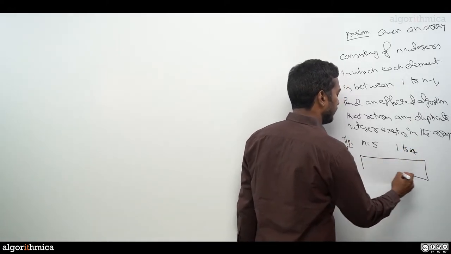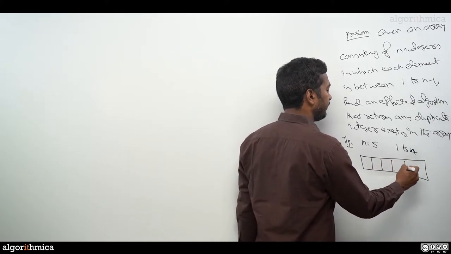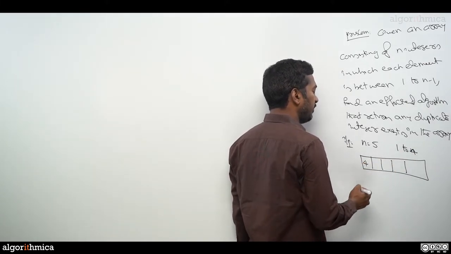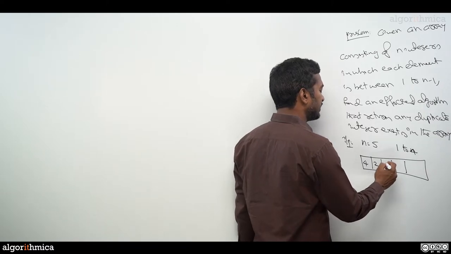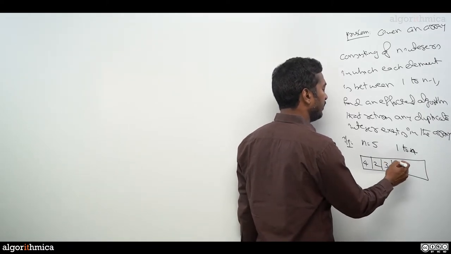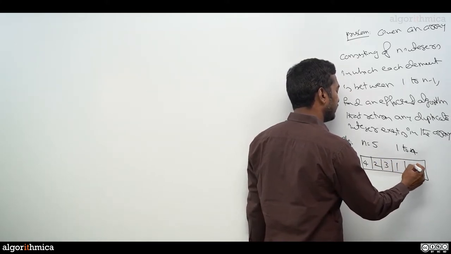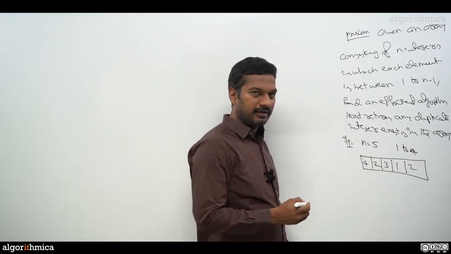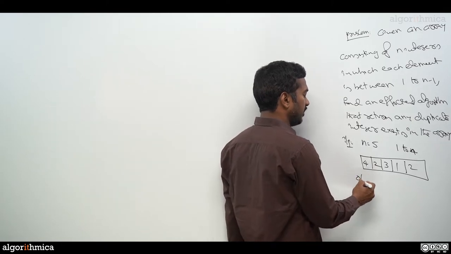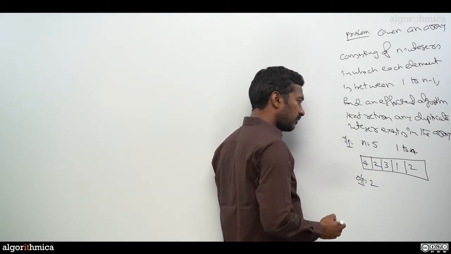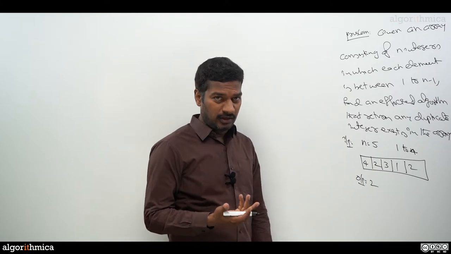Let's take a simple example. Your 5-element array: the first element could be 4, the next element could be 2, the next could be 3, the next could be 1. Now those are the only possibilities, so one of them must repeat. Let's say 2 is there again. The expected output here is 2. So in this case, there is only one duplicate.